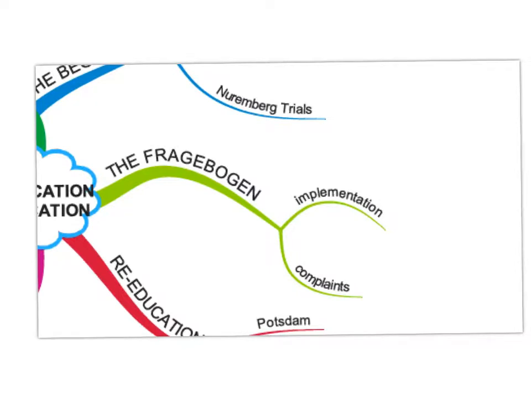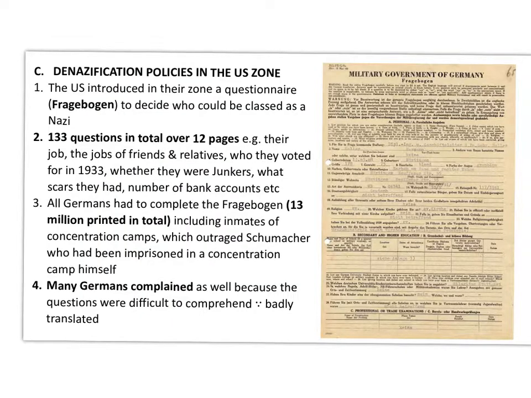Okay, so we now move into what we call the Fragebogen, the questionnaires, and the two strands to pull out here are the implementation of the questionnaires and then the weaknesses of the scheme that provoked a lot of complaints, even though the Americans very much pushed on with it. Okay, so the Fragebogen. So the Fragebogen was the denazification policy in the American zone.